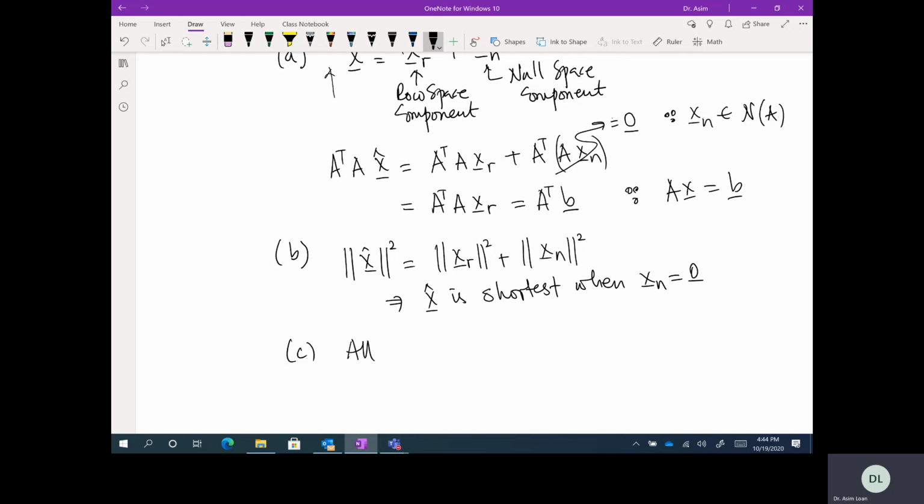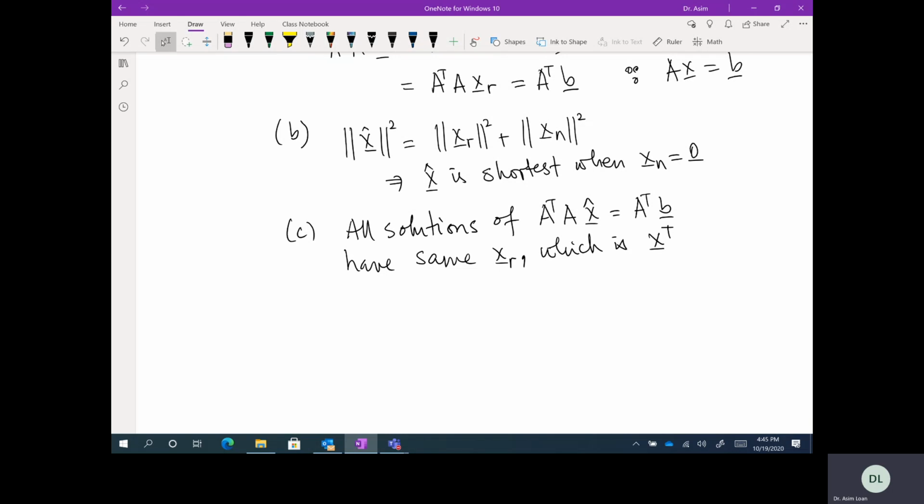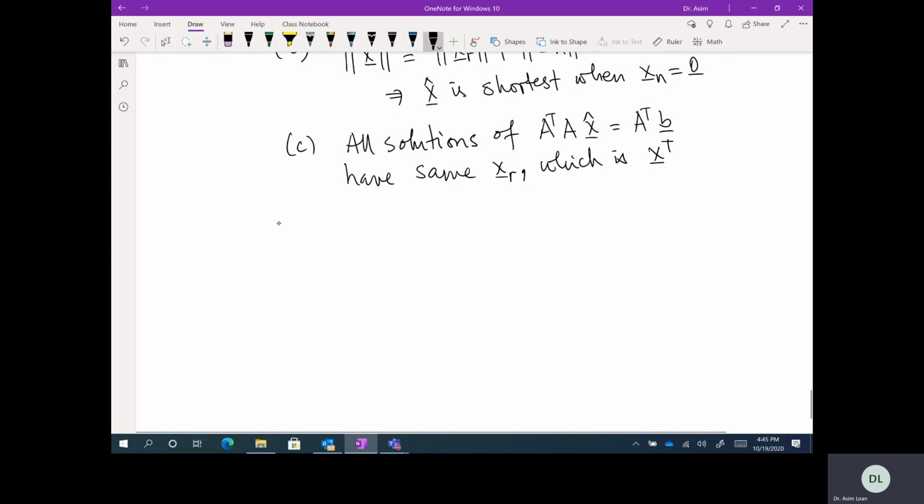And finally, all solutions of A transpose A x hat equals A transpose b have the same row space component, which is x plus. And how can we show this? So let's draw the same picture.